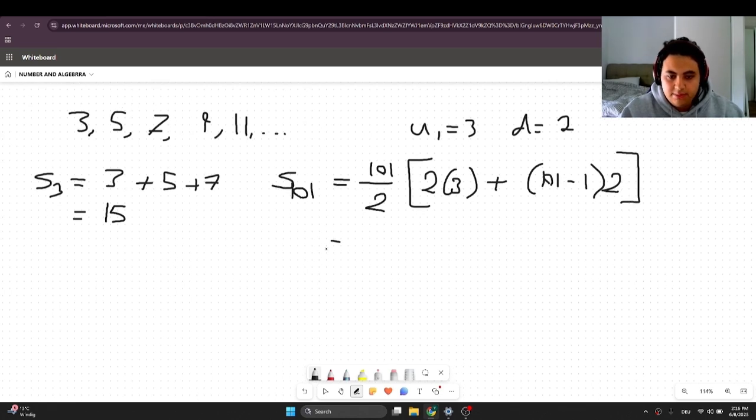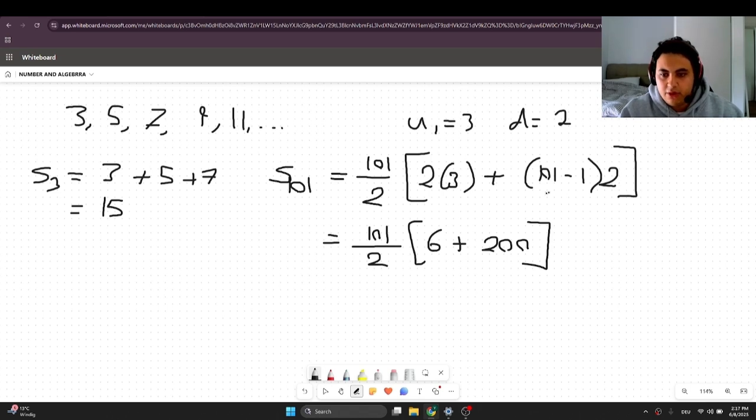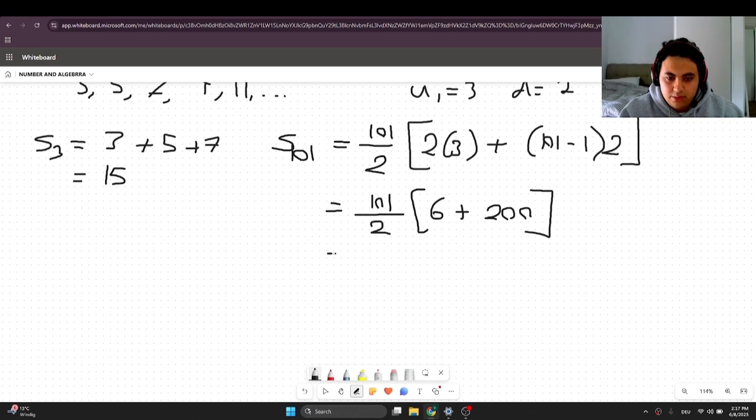So to simplify this, we're going to keep 101 over 2 as it is. Now, this is going to be 6 plus 101 minus 1, which is 100, times 2 is 200. Right? So you're going to have 200 plus 6. So that equals 101 over 2 multiplied by 206. Right?